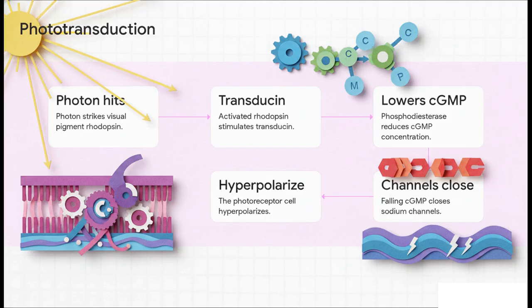It kicks off the exact millisecond a photon hits the visual pigment, rhodopsin. That tips the first domino, a G protein called transducin. Transducin then knocks into phosphodiesterase, which lowers the concentration of a molecule called cGMP. And as those cGMP levels drop, the sodium channels in the cell just snap shut, causing that hyperpolarization we just talked about.